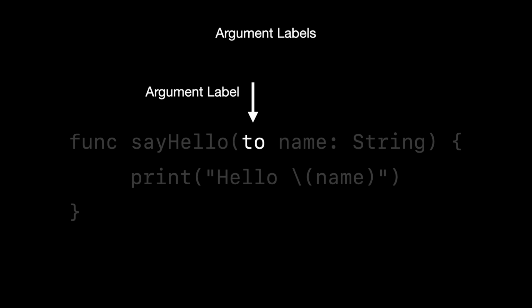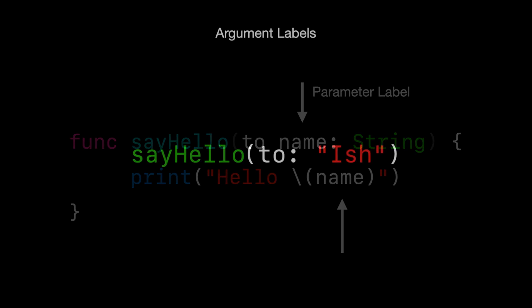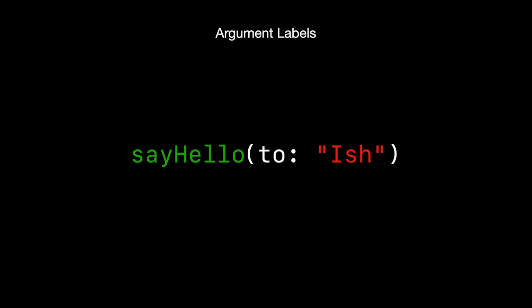Here, our argument label is to. The parameter label is name. Notice the code in the body of the function uses the name of the parameter label. We could have just changed the parameter to to, but then hello name makes a whole lot more sense than hello to. Argument labels allow us to have the best of both worlds. Now we call the function by writing sayHello to: ish, which is a lot more natural than sayHello name: ish.